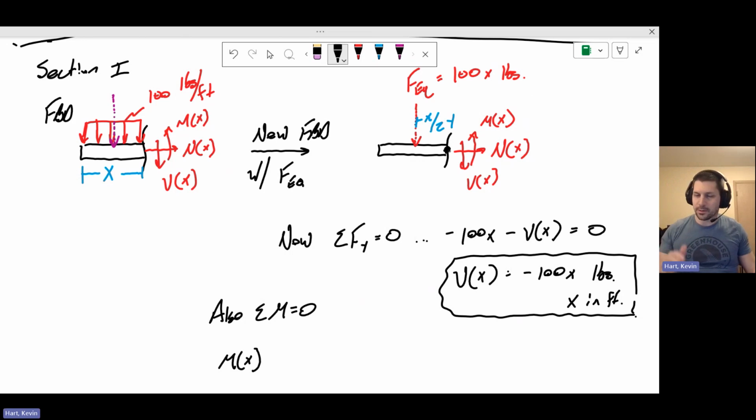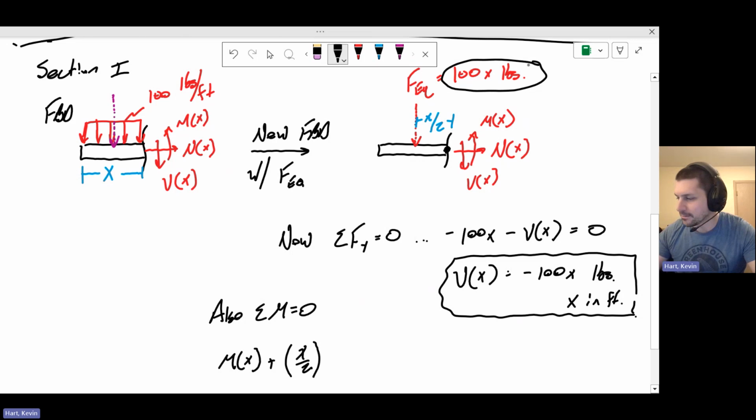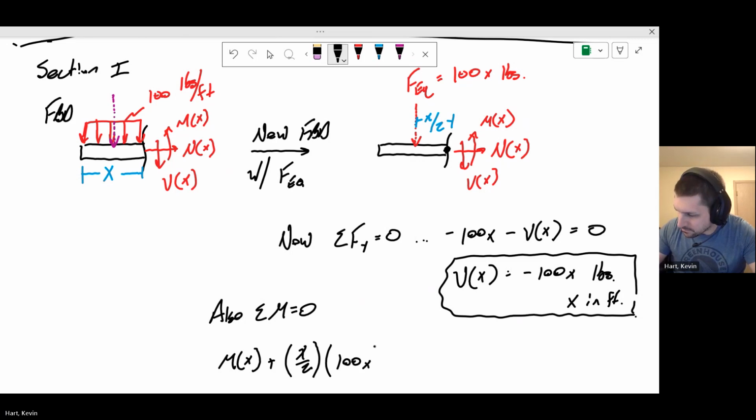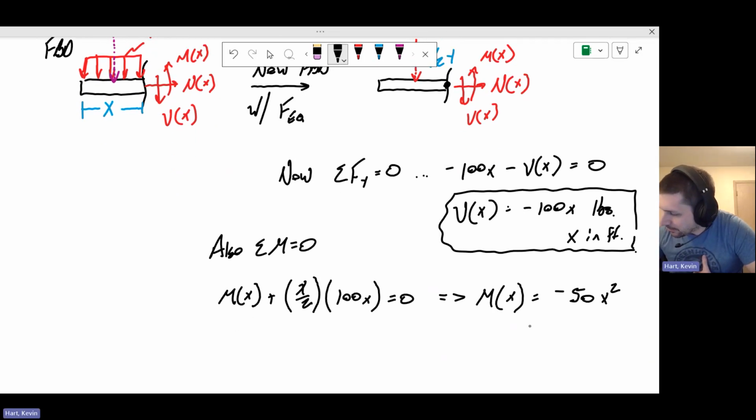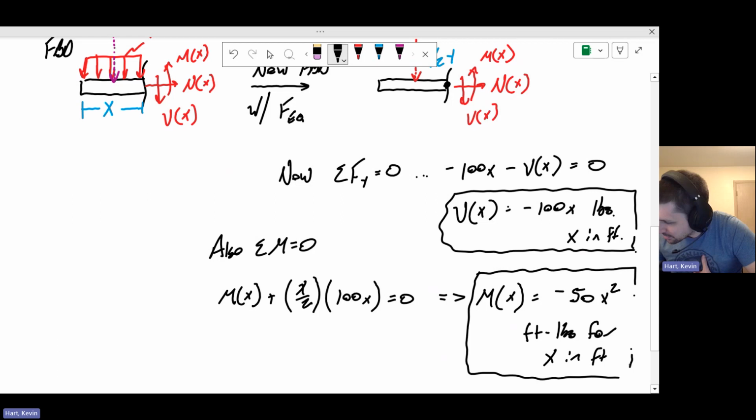I reach my arm out towards that equivalent force, curl my fingers. My thumb will be out of the page at me, so a positive contribution. So I have plus the moment arm to that equivalent force, which is the value x on 2, multiplied by the value of the equivalent force, which here happens to be 100 times x, equals 0. So we can rearrange this for Mx, the moment at any location x inside the bar. And this is going to be negative 50x squared, in foot-pounds for x in feet.